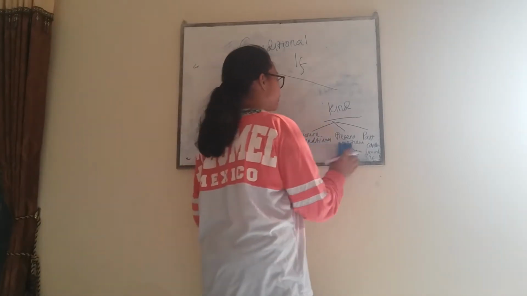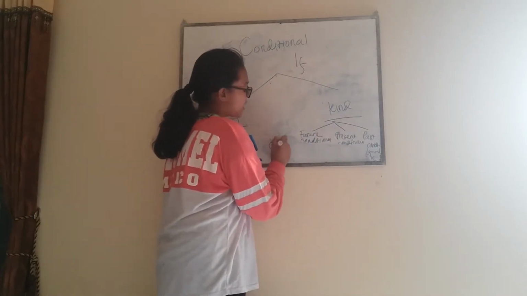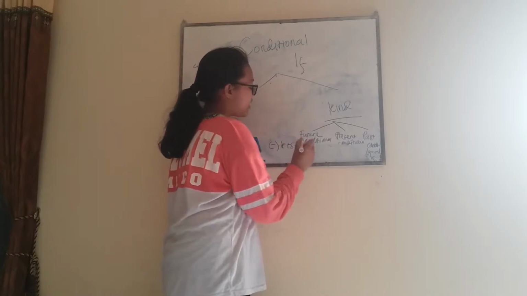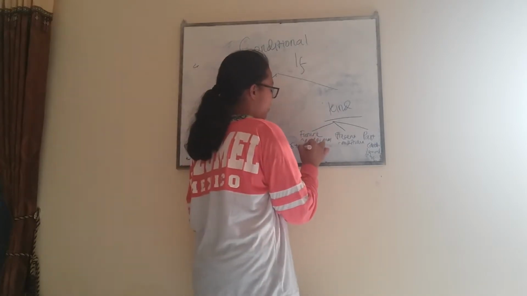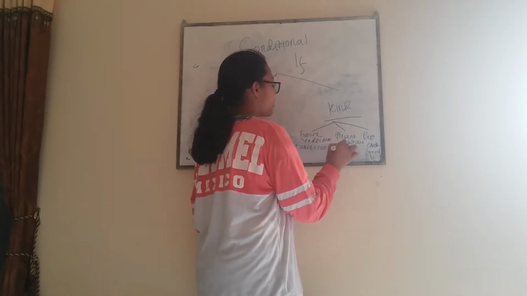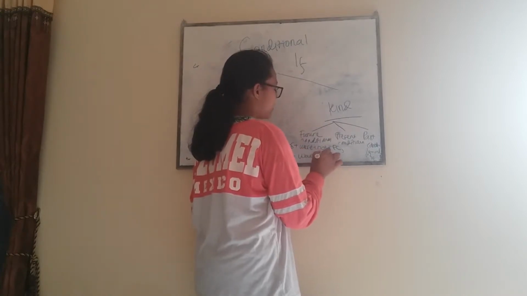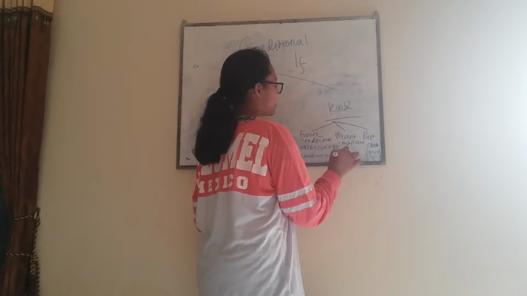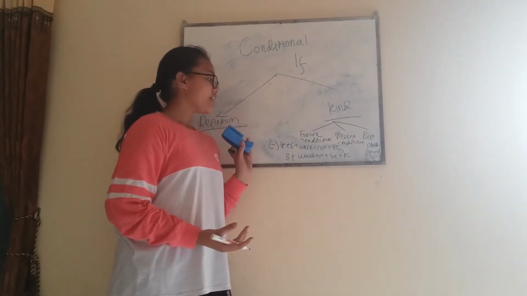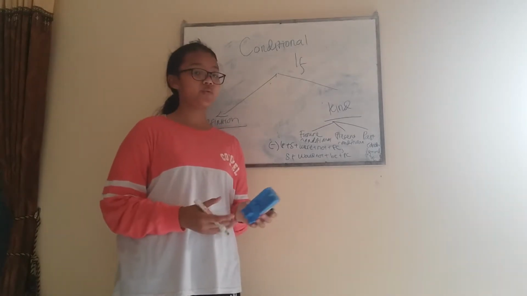And now we go to negative pattern. Negative pattern is if plus subject plus were plus not plus predicate complement, comma, subject plus would not plus be plus predicate complement. For the example, if we were not rich, they would not be happy now.